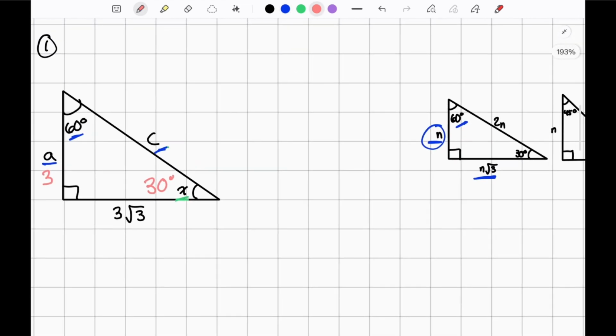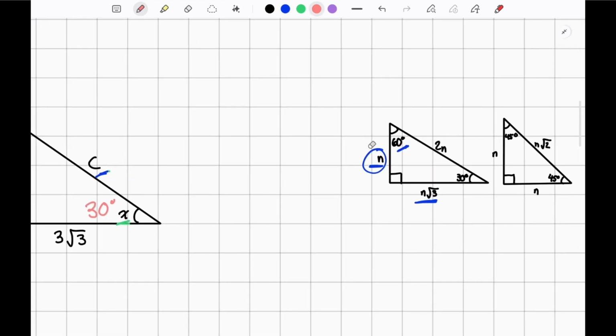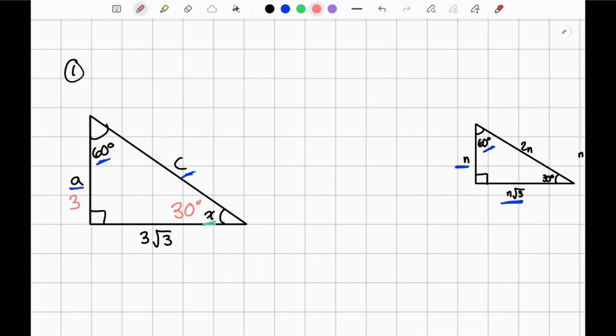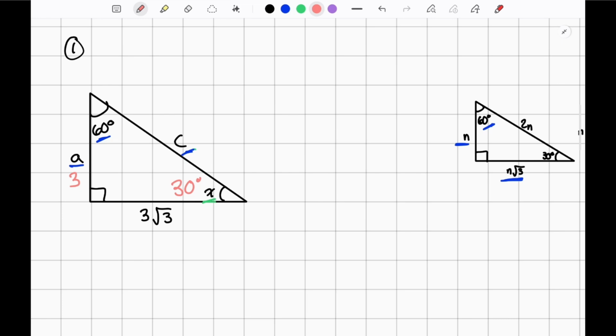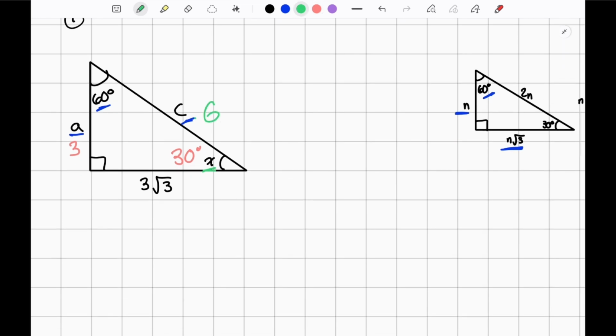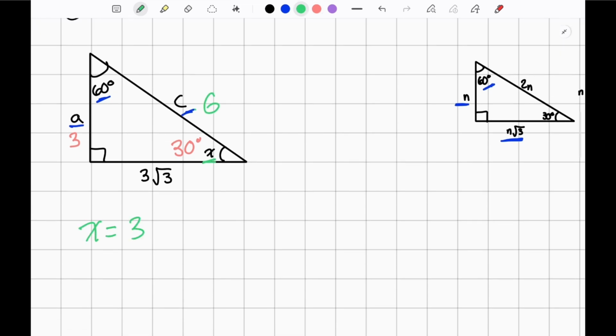And then notice how C, in this side here in this triangle, is twice the length of this side. So n, if n were a 3, the long side was 2 times n. So in this case, 3 times 2 is 6. So now we have that x equals 30 degrees, A is 3, and C equals 6.